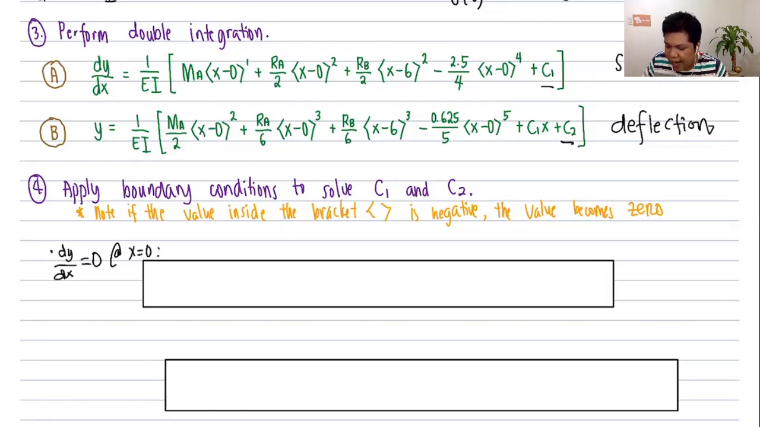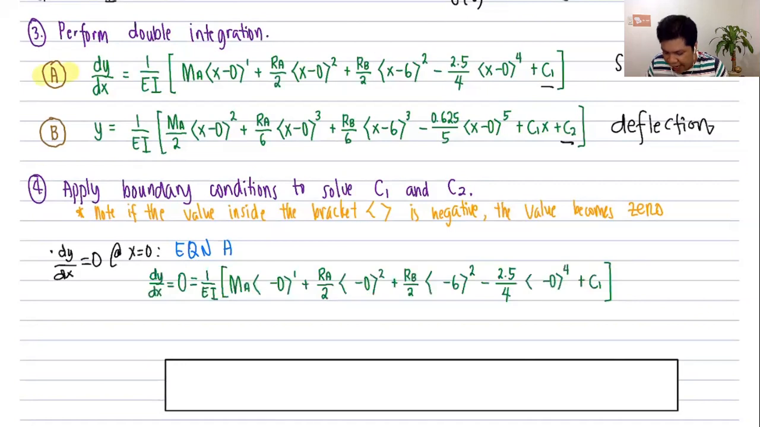Therefore, I'll just copy equation A because I'm dealing with slope, dy over dx. So equation A is dy over dx. I'll copy equation A and equate it to 0. However, I'll substitute the value of 0 to the variable x. Notice that 0 minus 0 is 0. 0 minus 0 is still 0. 0 minus 6 is a negative answer, therefore that's 0. And 0 minus 0 is 0. Therefore, it tells us that C1 is equal to 0.